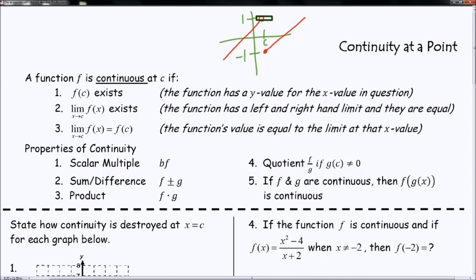Here's my first one, here's my second one, and they're nowhere near each other. And so that would be an example of failure. An example that would pass would be something like that. Notice that my left-hand limit is going to the same spot as my right-hand limit. Both sides are approaching 1.